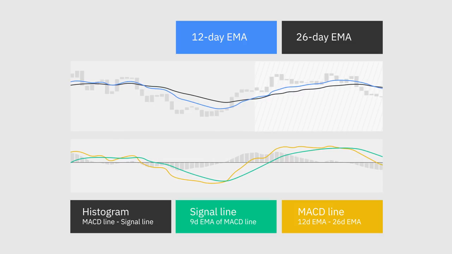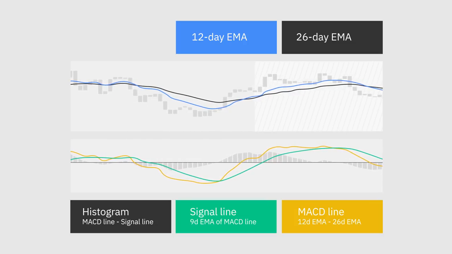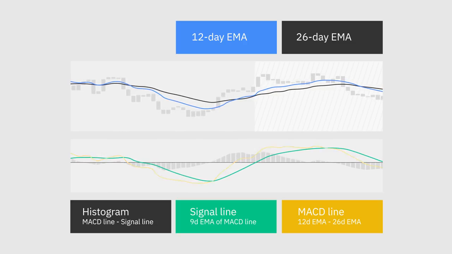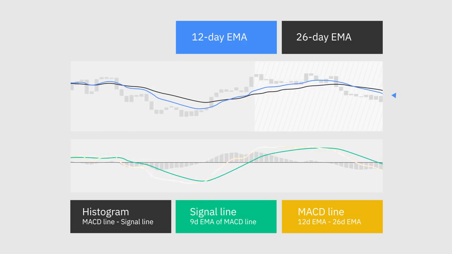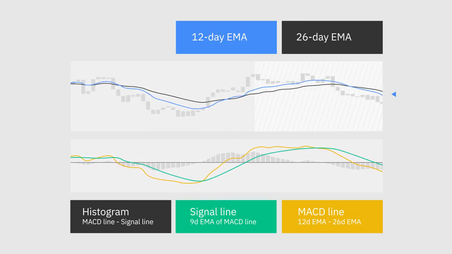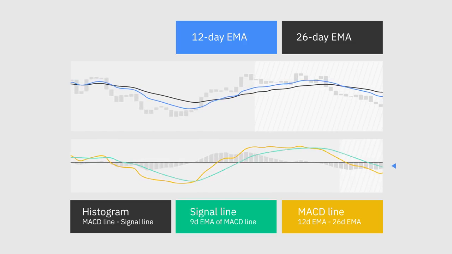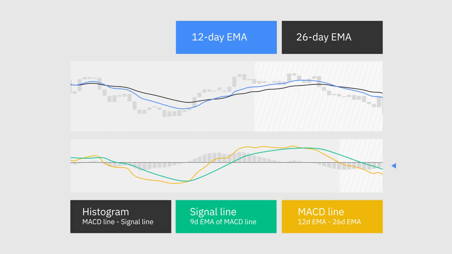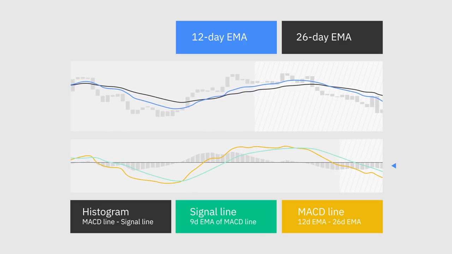The MACD indicator consists of three elements moving above and below the center line: the MACD line, the signal line, and the histogram. The MACD line helps determine upward or downward momentum by measuring the gap between two exponential moving averages. The signal line is usually a 9-period EMA of the MACD line. That is, a 9-day EMA on daily charts, a 9-hour EMA on hourly charts, and so forth.